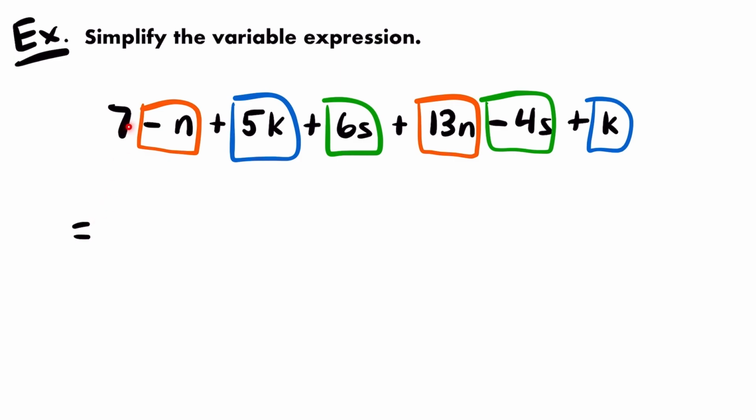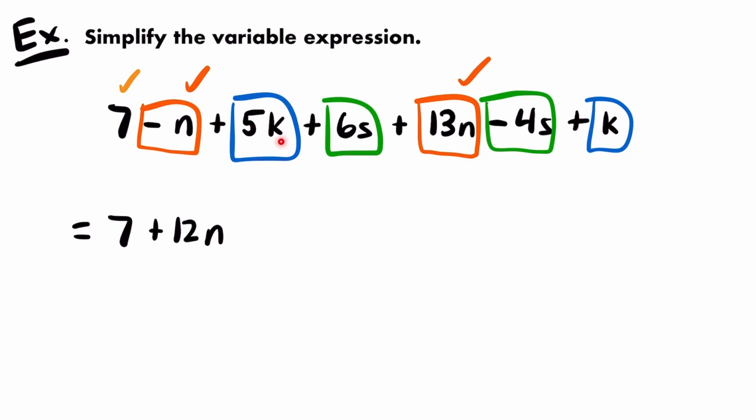First up, let's take care of 7 here. That's not going to be combined with anything, so I'm just going to rewrite it. We have 7, so I'll check that off. We took care of 7. Then let's add our n terms. We have negative 1n, that's what negative n represents, and 13n. So negative 1 plus 13 is 12. So we have plus 12n. And then I'll check off those two terms so we know that we have accounted for them.